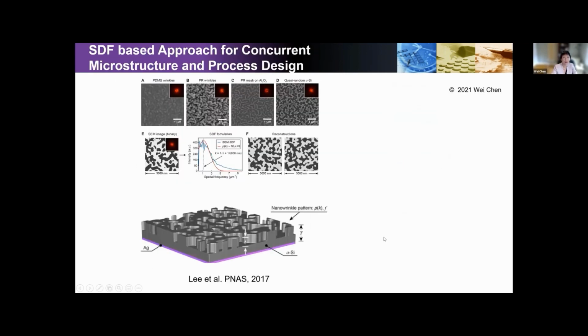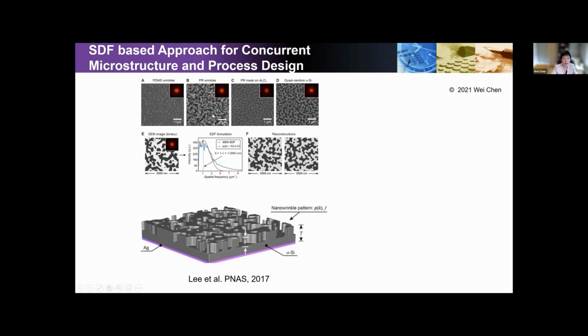Using this SDF concept as a link, we demonstrated that we can do concurrent process and material design together. This is an example that I worked on with Terry Oden's group a couple of years ago, and the paper was published in PNAS, on designing a nano wrinkling structure to accomplish very good solar cell behavior, which is the energy absorption. The nano wrinkling is created by a process that you can think of as taking advantage of the buckling behavior of the material to create wrinkles. But there is always a question about how dense this wrinkle should be.